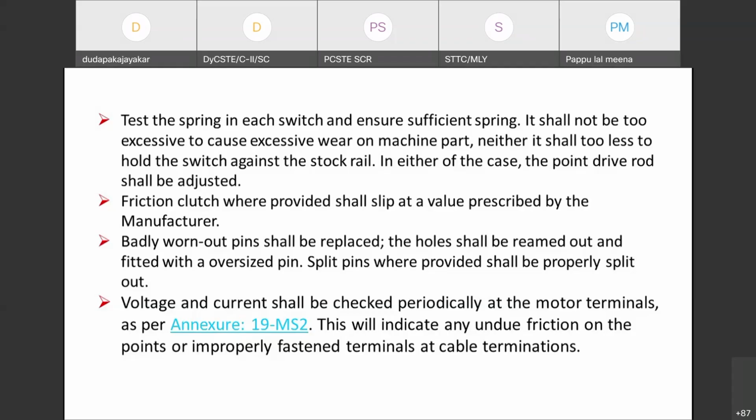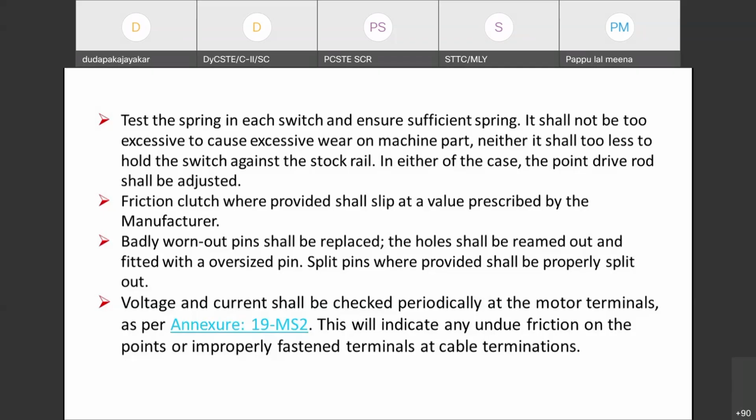This schedule is every fortnight by the technician, and monthly it should be checked by SSC or JE, and quarterly by the in-charge SSC. During monthly inspections by SSC or JE and quarterly inspections by the in-charge SSC, the voltage and current should be measured in both directions.